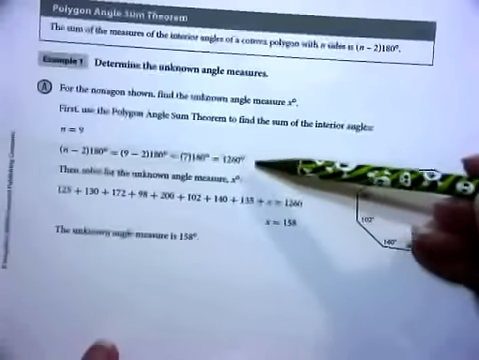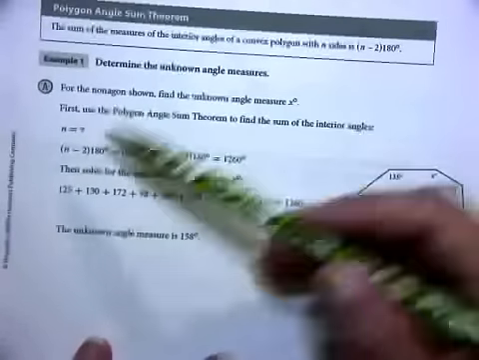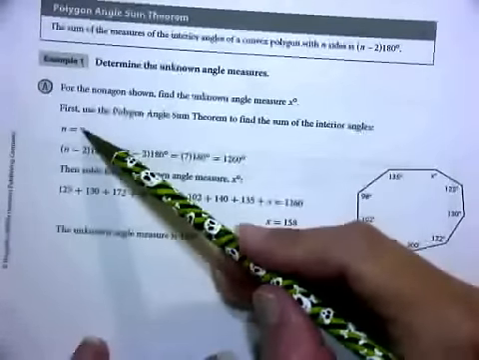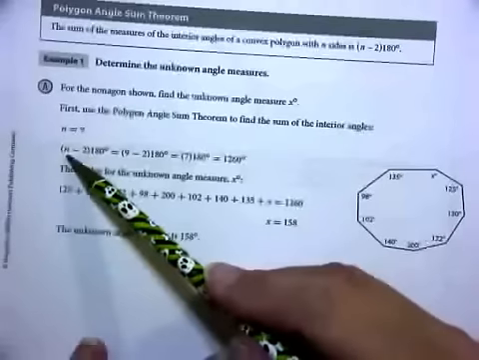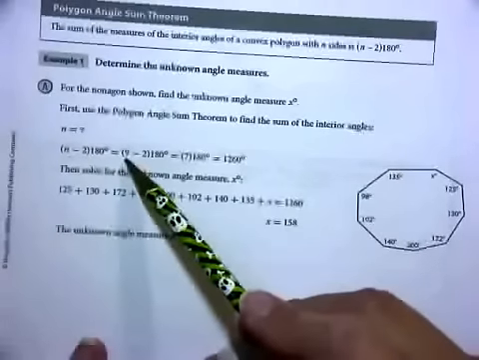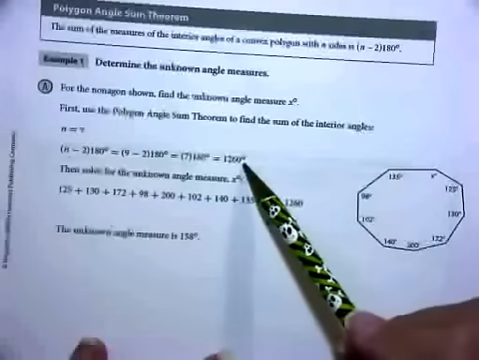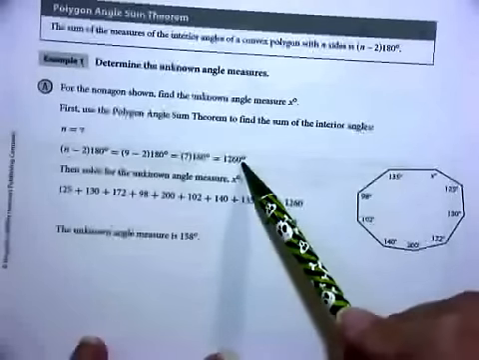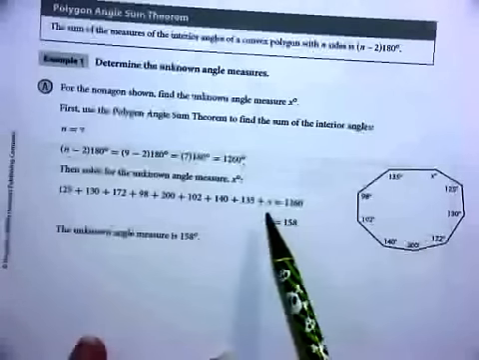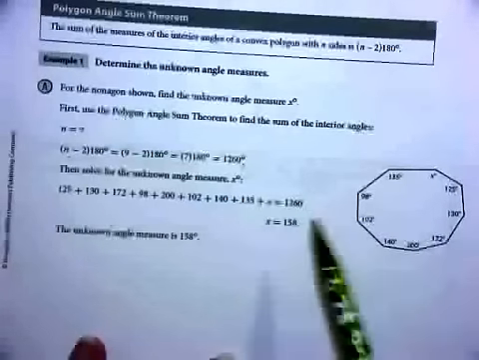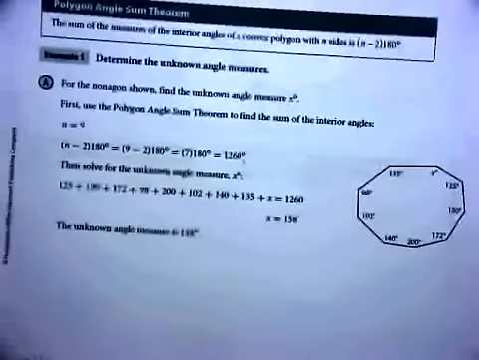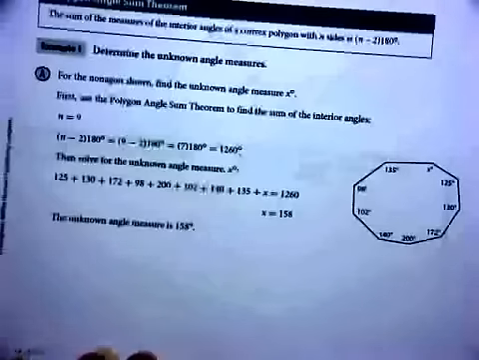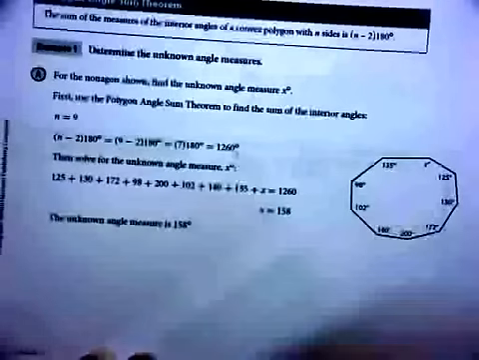Here, they walk you through the whole problem. It's a nonagon, so it has 9 sides. They plug in 9 for n and figure out that the sum of the measures has to equal 1260. So they add up all the measures that they know, plus x equals 1260, and then they solve for x. So the unknown angle measure is 158.